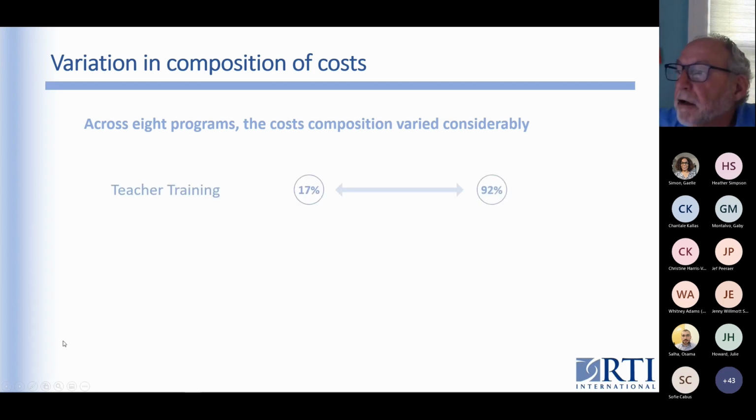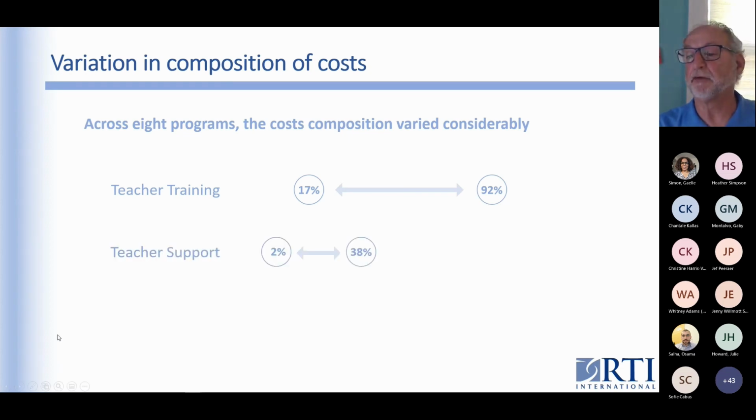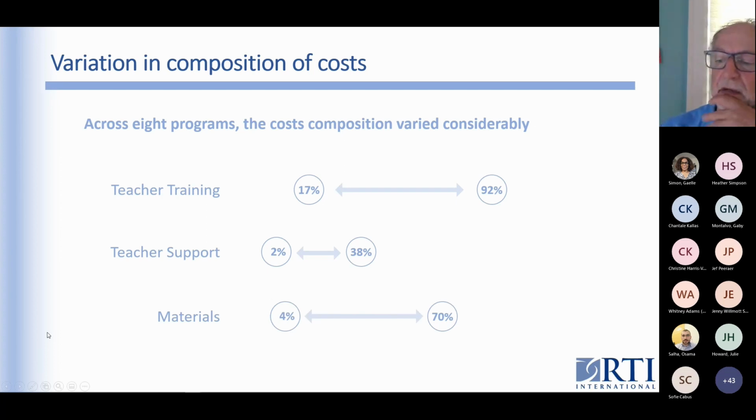So for teacher training, some programs invested as much as 92% of what they were doing on teacher training, some as little as 17%. For teacher support, which is the ongoing visiting of schools and supporting teachers as they apply the training they receive, we see a variation from as little as 2% to as high as 38%. And for materials, similarly, a very low end in some programs to a very high end in others.